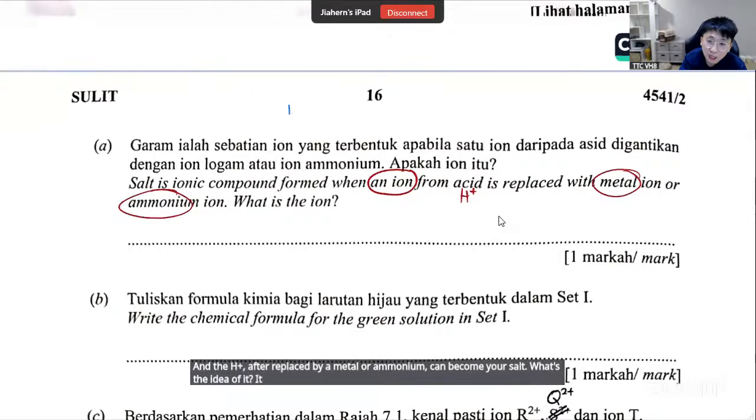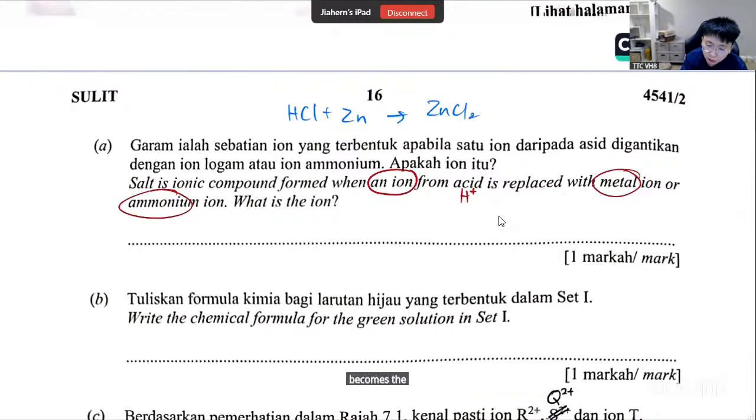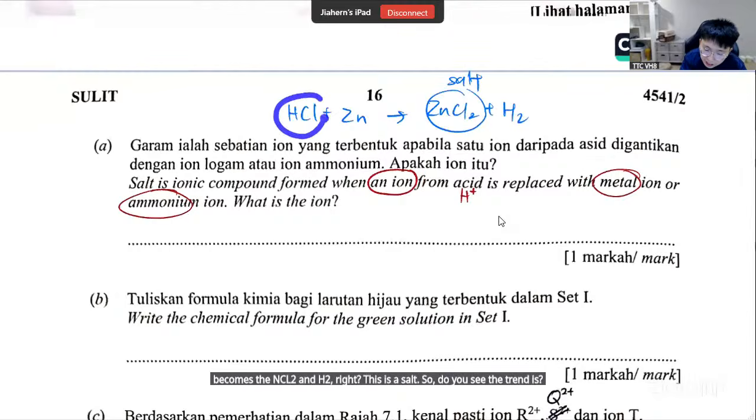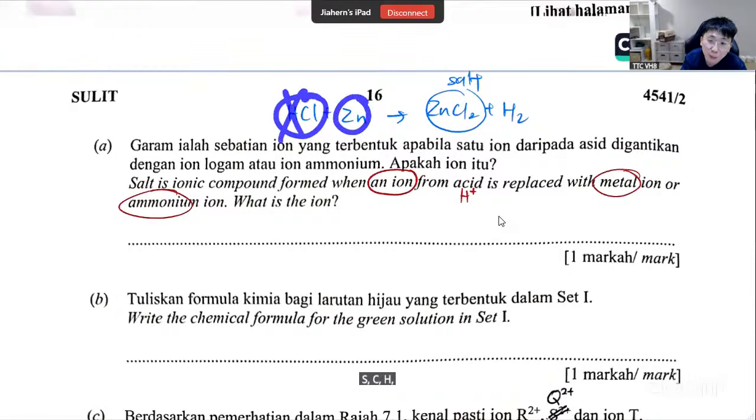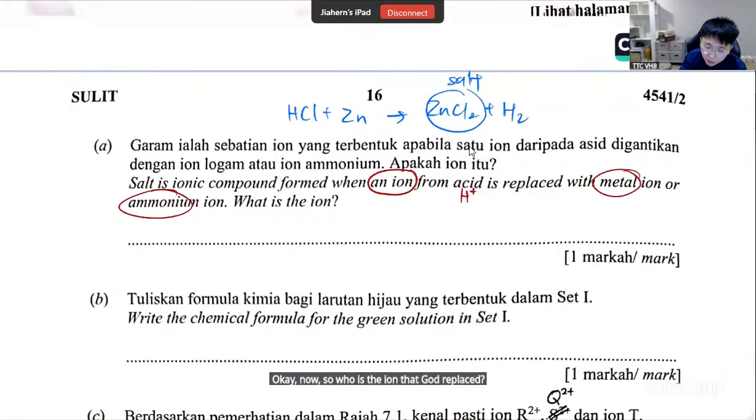It means, for example, HCl plus metal. Zinc will kick off the H, becoming ZnCl2 and H2, right? This is a salt. So do you see the trend: acid H is replaced by zinc to become zinc chloride salt. So who is the ion that got replaced to form salt? It is the hydrogen ion.